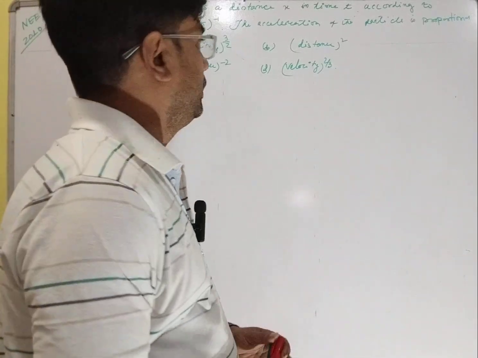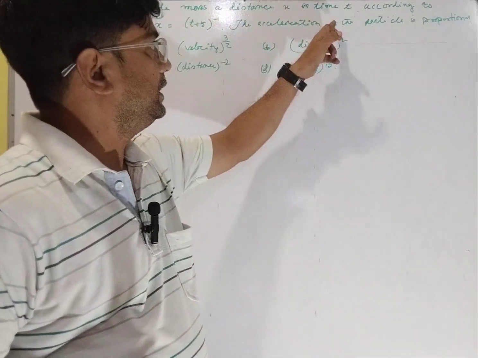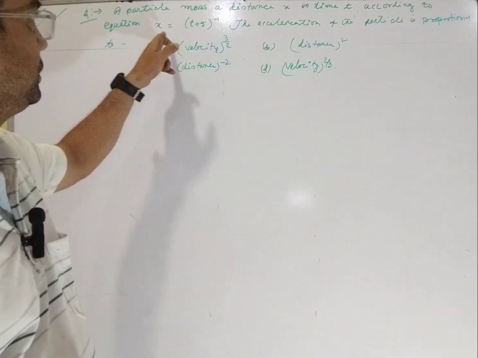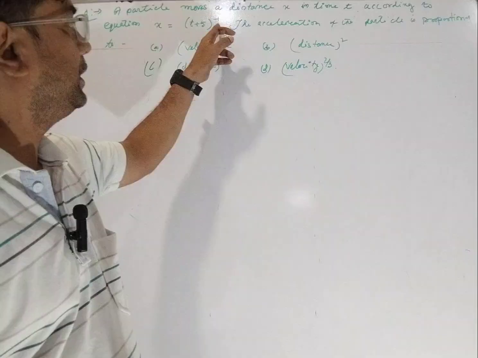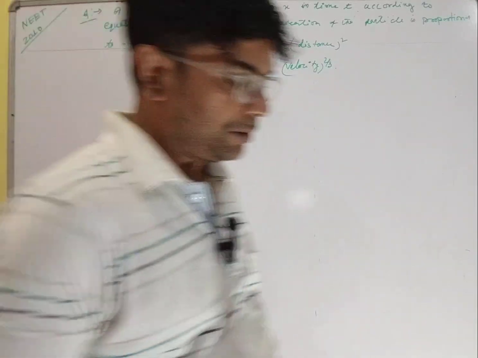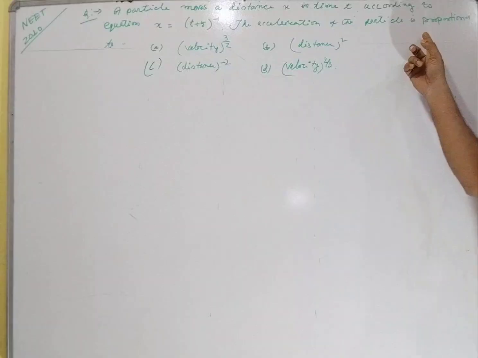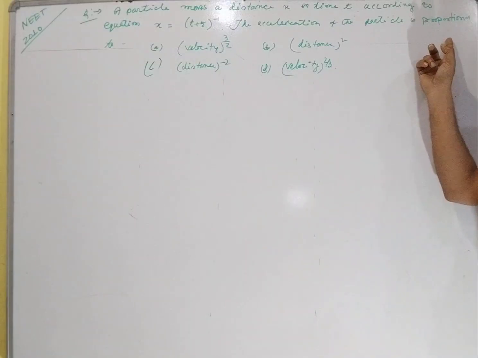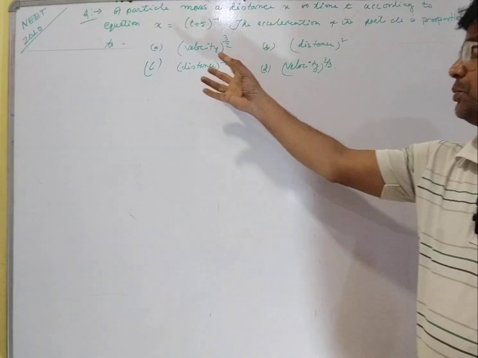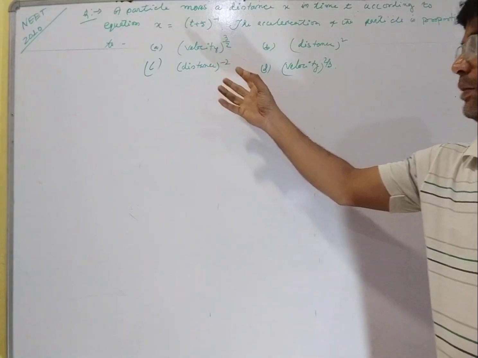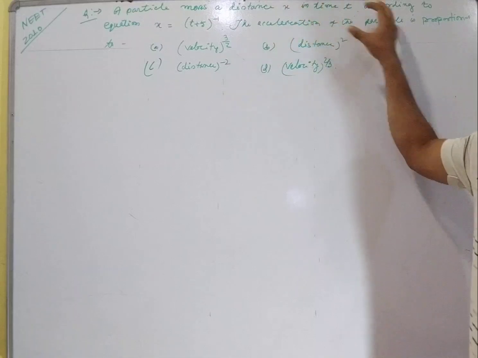Okay. Here is the question. A particle moves a distance x in time t according to the equation x is equal to (t + 5) to the power minus 1. The acceleration of the particle is proportional to what?